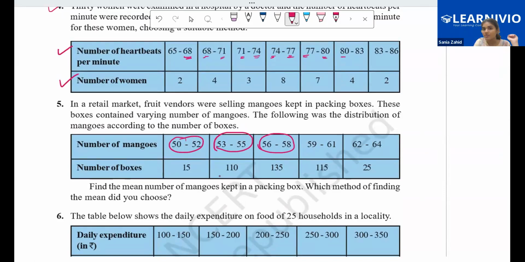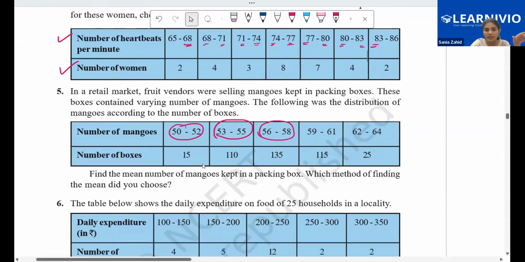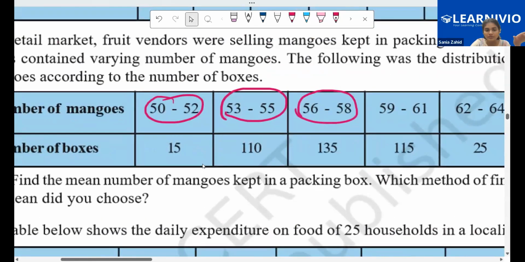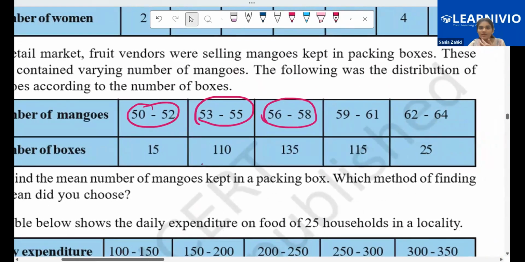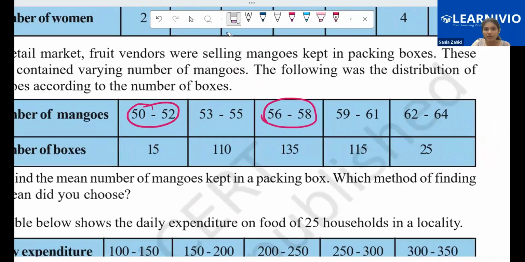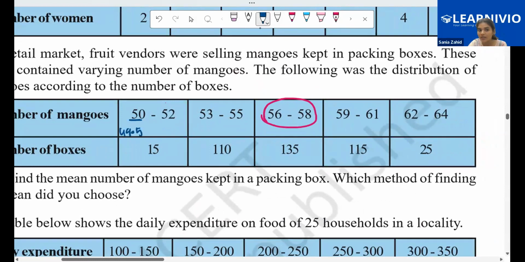But when these terms are not matching, then it is an exclusive type of distribution. So you don't have to do much. You just have to see, if I subtract 0.5 and add 0.5, what do I get? If I subtract 0.5 from 50, what do I get? 49.5. And if I add 0.5 to 52, what do I get? 52.5.